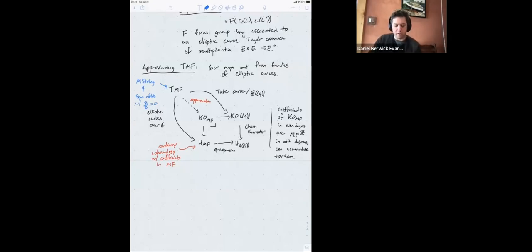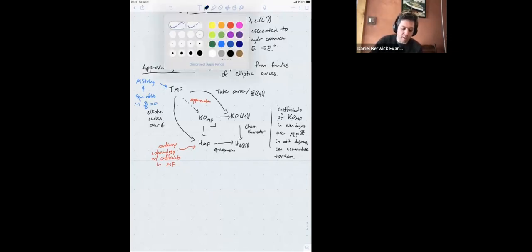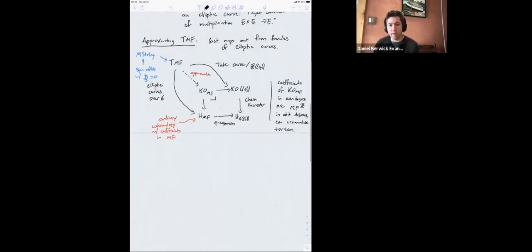And there's this string orientation of TMF constructed by Ando, Hopkins, Strickland, and Rezk that is sort of analogous to the spin orientation in K theory. And you can consider now the composition from M string down to KOMF. And I just want to spell out in detail what that entails. So the map M string to TMF gives data.